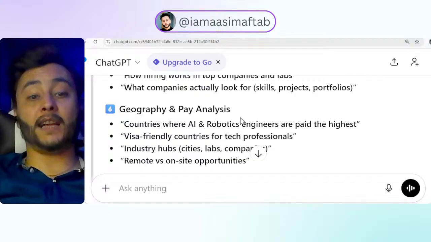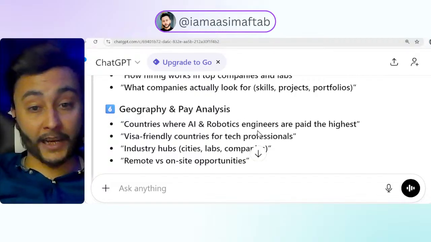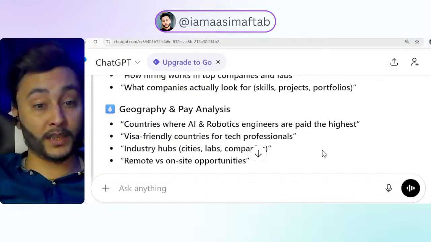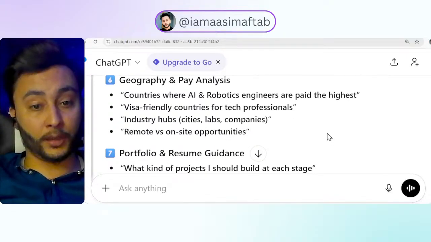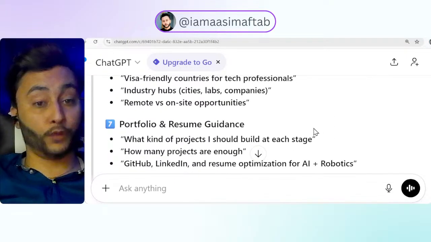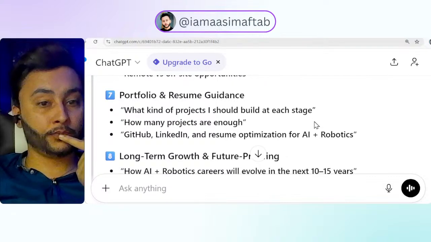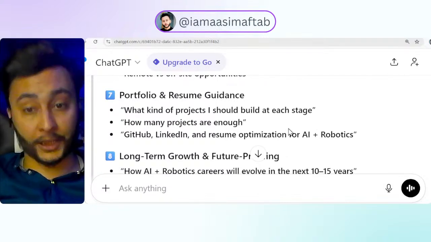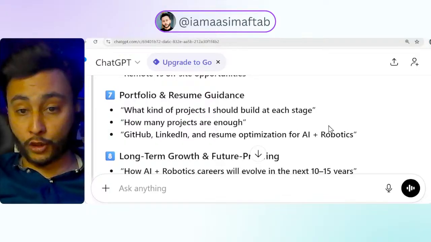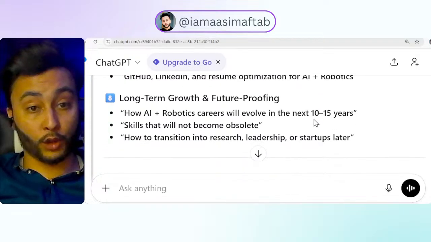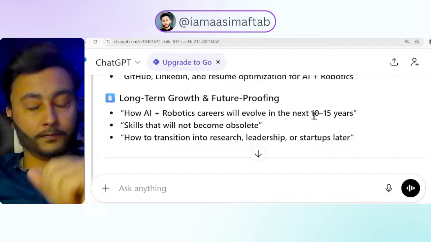Geography and pay analysis: countries where AI and robotics engineers are paid the highest. Visa friendly countries for tech professionals. Industry hubs, cities, labs, companies, remote versus on-site opportunities. For portfolio and resume guidance: what kind of projects I should build at each stage, how many projects are enough, GitHub, LinkedIn, and resume optimization for AI plus robotics. Long-term growth and future proofing.